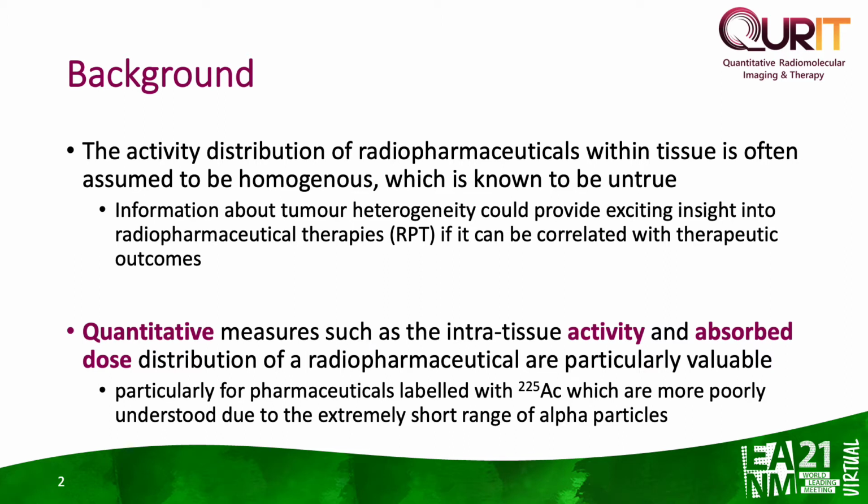However, learning more about it could provide exciting insights into radiopharmaceutical therapies, particularly if it can be correlated with therapeutic outcomes. Now, beyond just the qualitative tumor heterogeneity, quantitative measures such as the intertissue activity distribution and the absorbed dose distribution of a radiopharmaceutical would be particularly interesting. And this is especially true for pharmaceuticals labeled with isotopes like actinium-225 and other alpha emitters, which are much more poorly understood compared to beta emitters, for example, due to the extremely short range of alpha particles, which requires analysis on a very small scale.